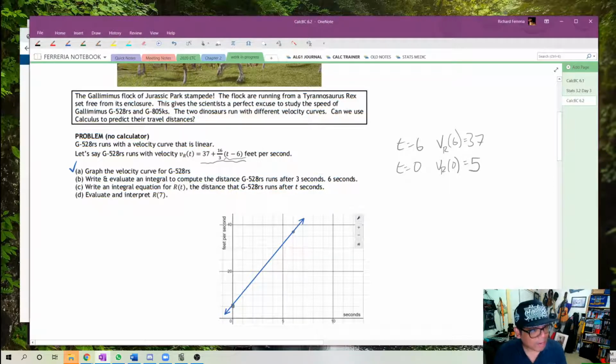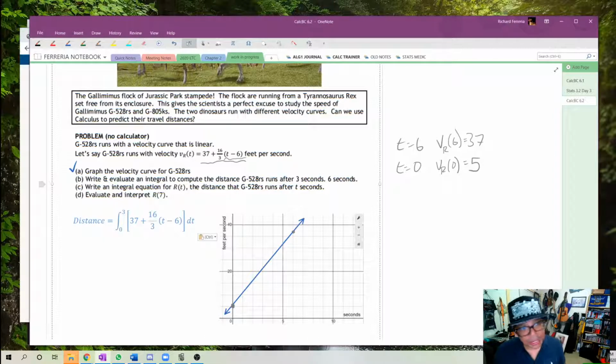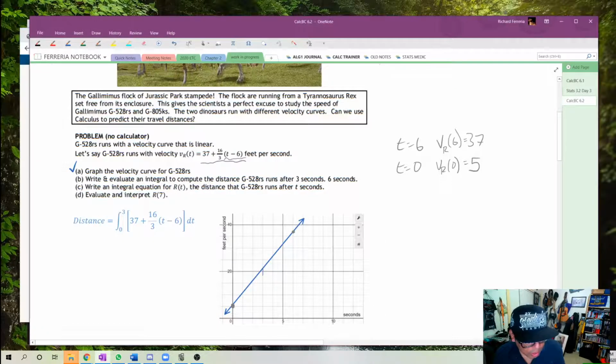Part B. Write and evaluate an integral to compute the distance that G528RS runs after 3 seconds, 6 seconds. So we'll get our integral then. The integral is area. So the distance is equal to this integral, or this area, which would be between the x-axis and the curve of VR, and between x equals 0 and x equals 3. 3 is 1, 2, 3, right over here. So let's figure out this area.